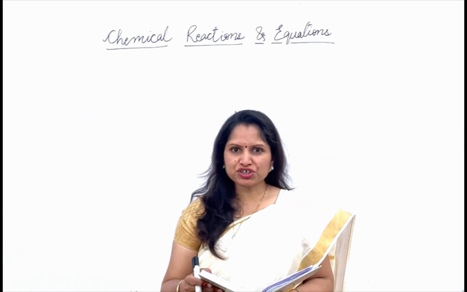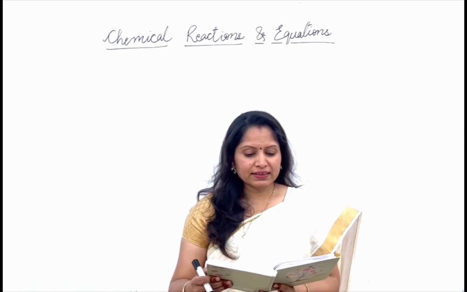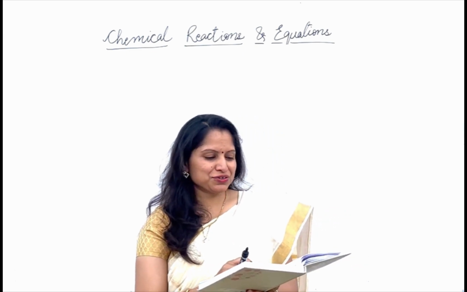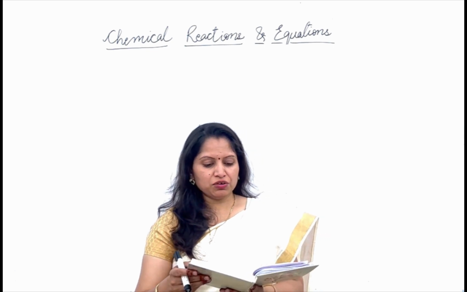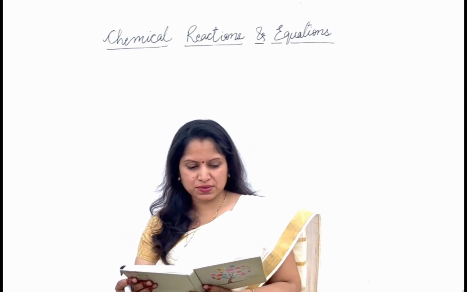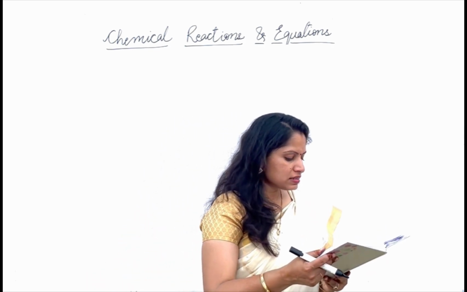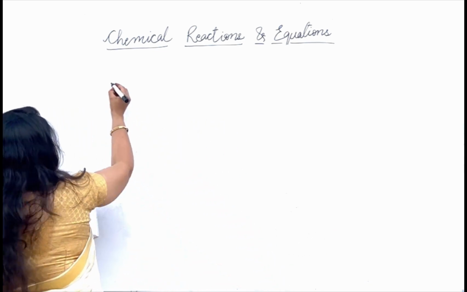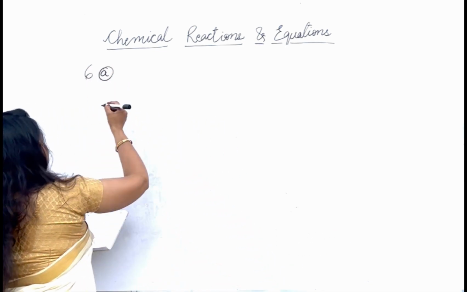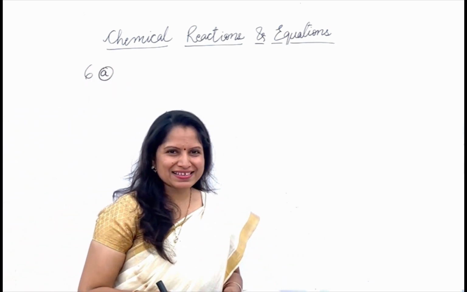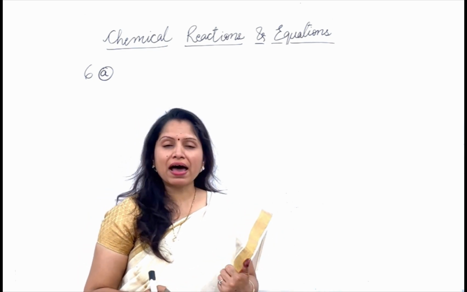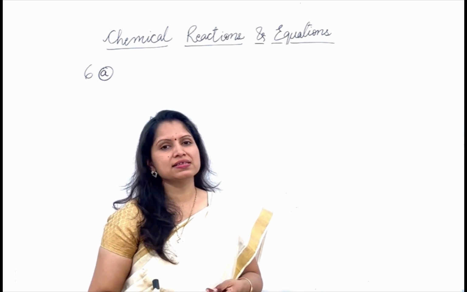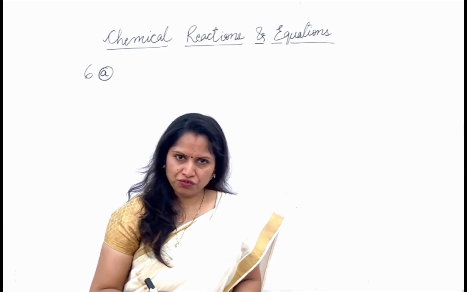Now let's consider question number 6. In this, you are asked again to balance the equation, but we'll be balancing and we'll also be writing the type of reaction. Okay. So question number 6, A part. So much to balance, huh? I hope this will give you very good practice of balancing the chemical equations as well as finding out the type of reaction.